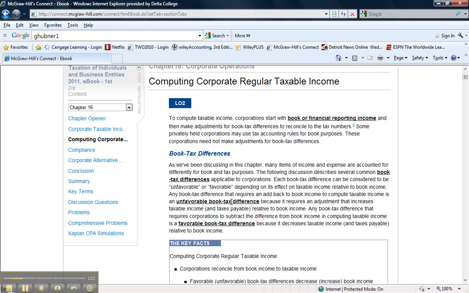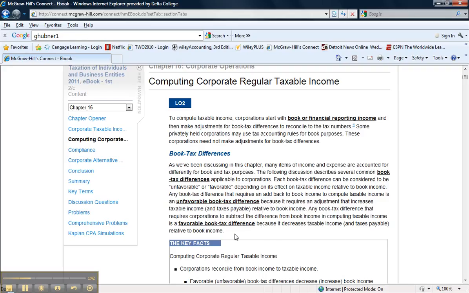Unfavorable differences are when you have an item that has different rules for book and tax, and the tax rules cause you to have to increase taxable income above what the book income amount was. Okay, so that can take the form of income items that are taxable but weren't included in the books, or it can be expenses for book purposes that are not deductible for tax. Both of those are unfavorable differences. Favorable differences are just the opposite.